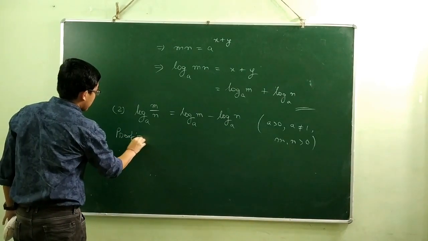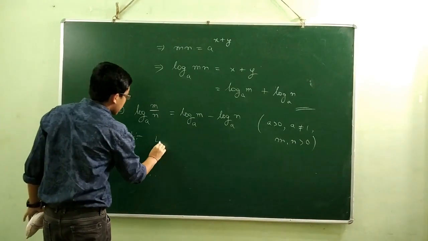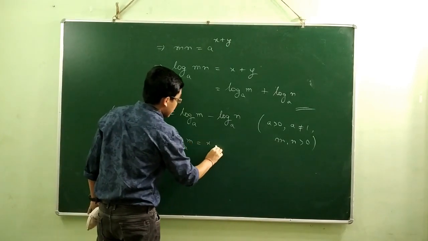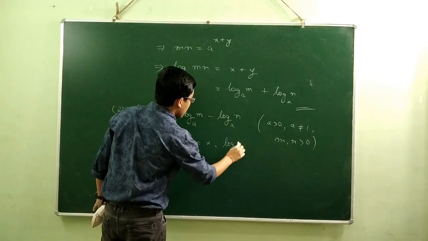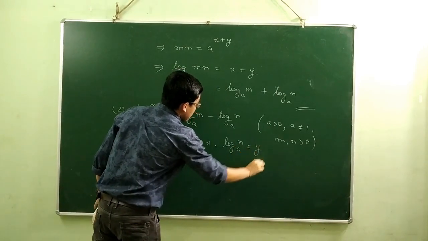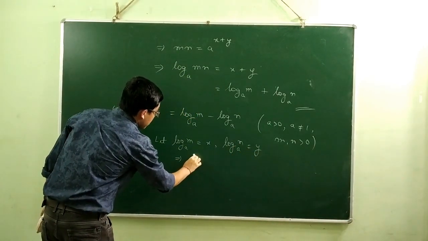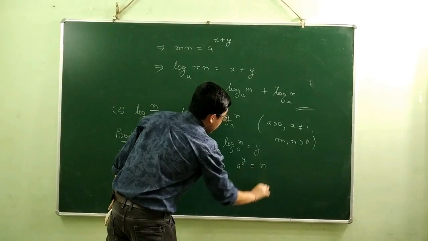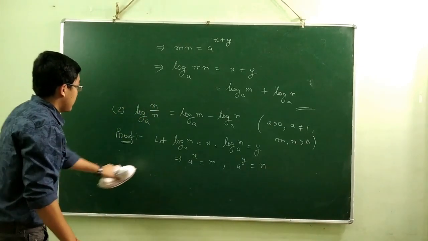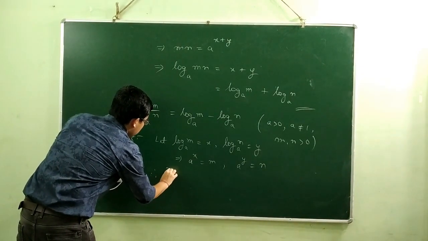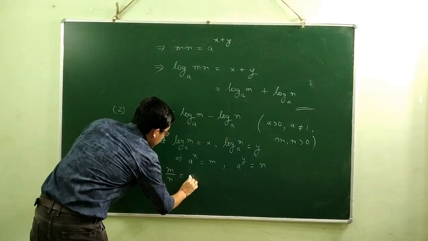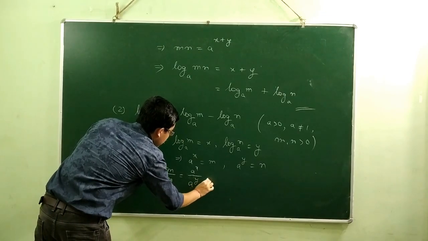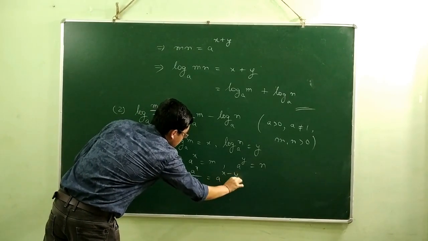So here also the proof is very simple. If I consider, let log of m base a equal to x, log of n base a equal to y, and this will give me a to the power x equal to m, a raised to the power y equal to n. So if I take m by n, this will give me a to the power x divided by a to the power y. This is nothing but a to the power x minus y by inverse results.